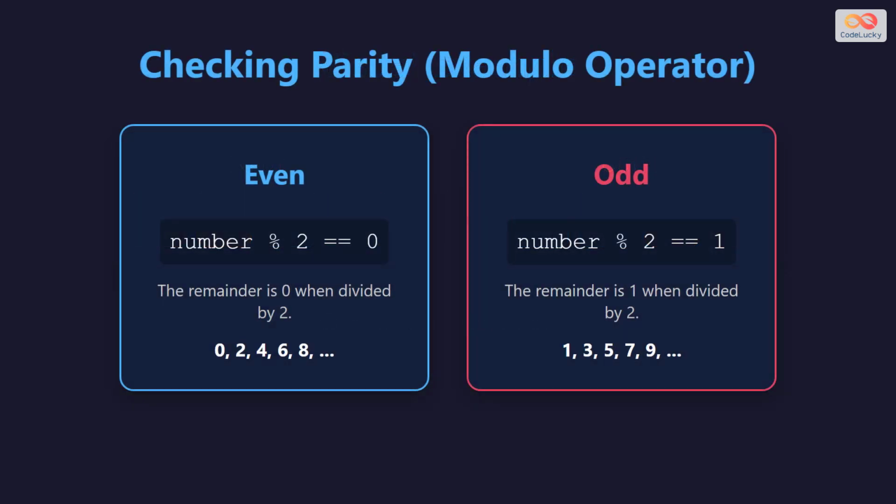Before we code, let's quickly review the concept of parity. Parity simply refers to whether a number is even or odd. In programming, we check this using the modulo operator, represented by the % sign. If a number modulo 2 equals 0, it is even. If a number modulo 2 equals 1, it is odd.